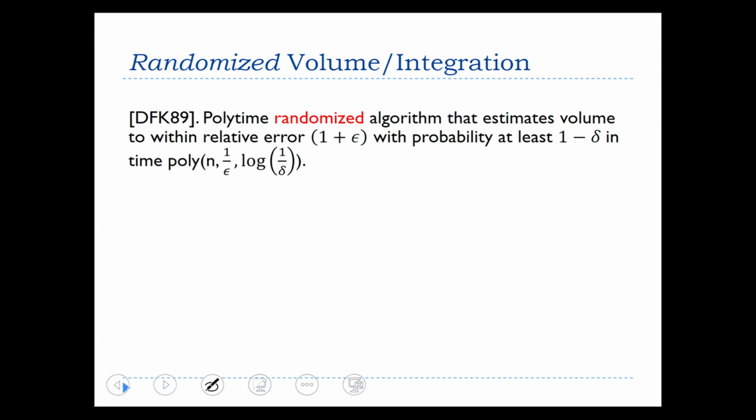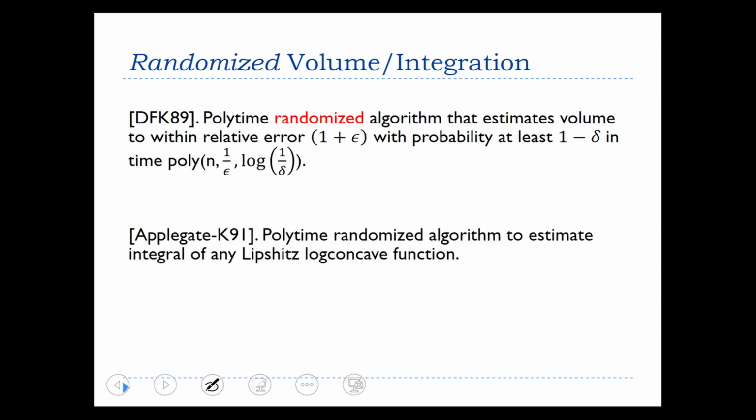You can get 1 plus epsilon relative error for any epsilon in time that's a fixed polynomial in the dimension, 1 over epsilon and log 1 over delta. That's the failure probability. It's a randomized algorithm, there's a chance it fails, but that failure probability goes to 0 very quickly. It's log 1 over delta. But in terms of whatever accuracy you want and the dimension, it's polynomial. This can be extended to estimating the integral of any Lipschitz log concave function. That was quickly done. The original paper is Dyer, Frieze, and Kannan, and then Applegate and Kannan did this.